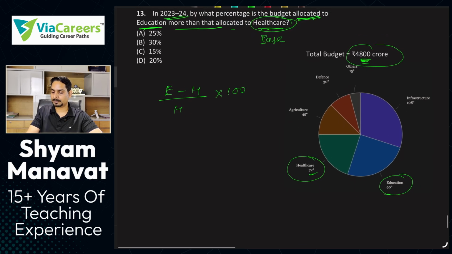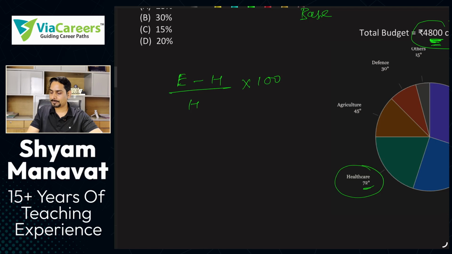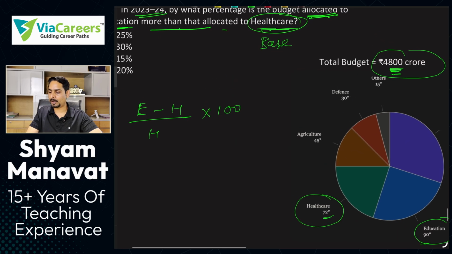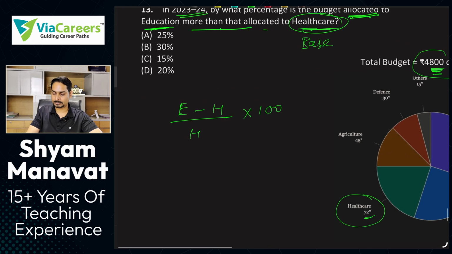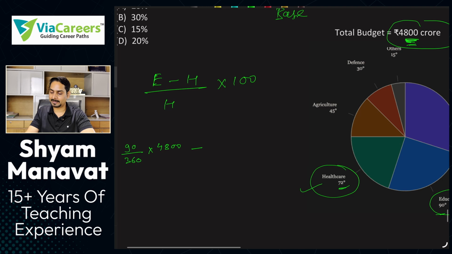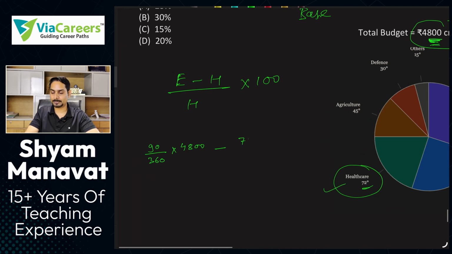Okay. So if I take the education part, that is 90 degree by 360. So 90 degree section out of 360 degree of 4800 crore. Minus, now if I look at healthcare is 72, so this is 72 by 360 into 4800, that is for healthcare, and multiply by 100.